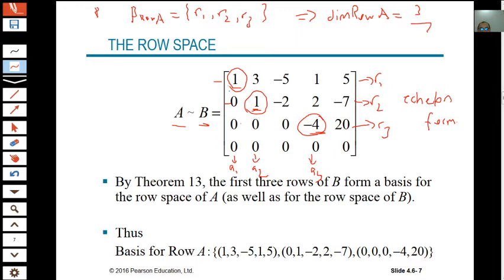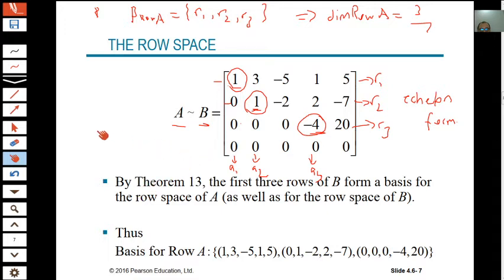R1 has the components 1, 3, minus 5, 1, 5, and the second row is 0, 1, minus 2, 2, minus 7, and the third row has the components 0, 0, 0, minus 4, 20, and we have 5 entries for each one. Therefore it is a subspace of R^5.